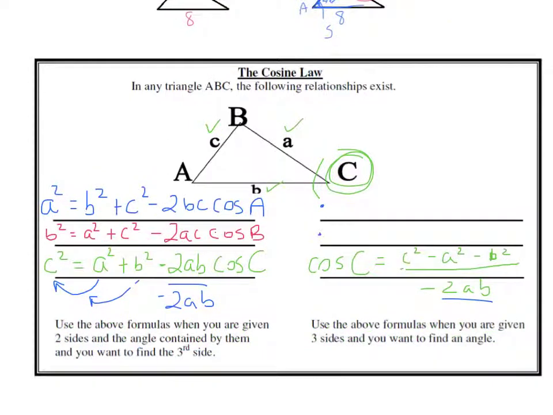So just to recap, these three formulas right here, which are the cosine law, you would use these when you are given two sides and the angle between the two sides, and you need to find the third side. The manipulated form of the formula, you have to move the unknown sides over and divide by the 2AB. That type of formula is for finding the angle. Okay, we'll look at some examples in a minute.